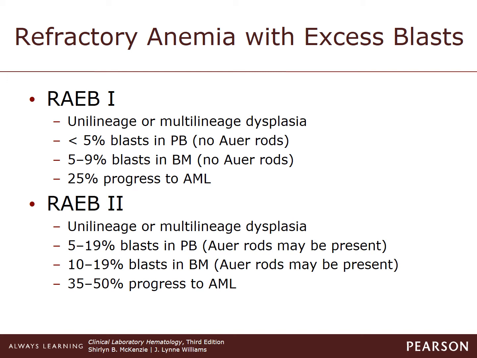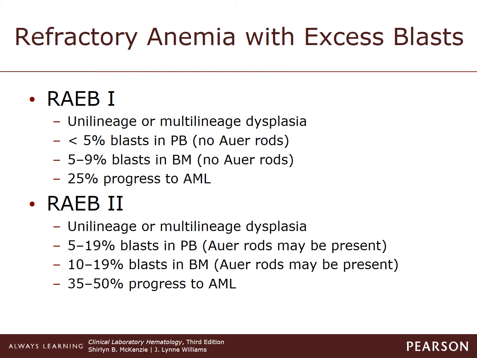So now the WHO has classified this category into 2 groups, depending on the percentage of their blasts seen in the bone marrow. So for group 1, or RAEB1, you see 5 to 9% blasts in the bone marrow, or 2 to 4% blasts in the peripheral blood. Now in this category, those blasts don't have Auer rods. This is a fused type of particle seen in the cytoplasm of these blasts. And 25% of these cases progress to an acute type of myeloid leukemia.